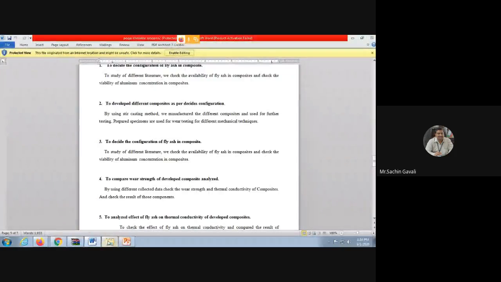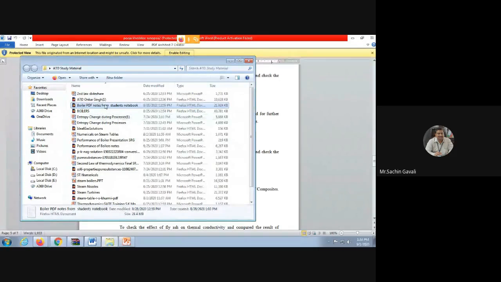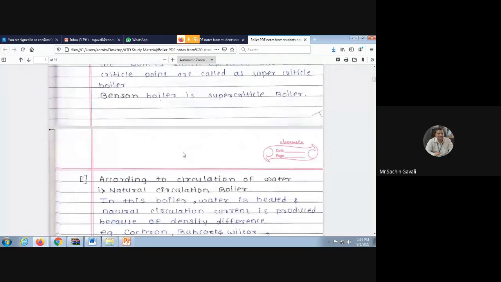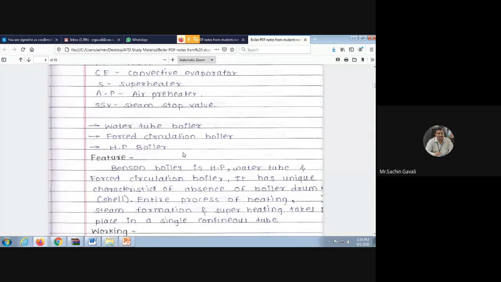Hello. Now I am back in lecture. Nothing due to internet problem. Okay. Now I think this notebook is visible. Yes, sir. First problem we'll go for.